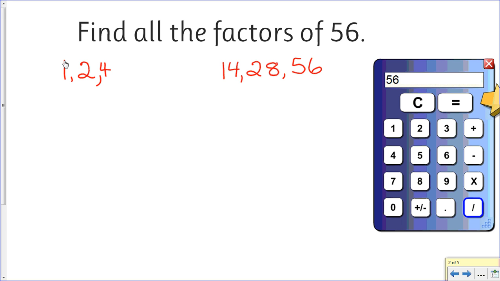56 divided by 7 equals 8. So we know that 7 and 8 are factors. If we were to continue our list, since 7 and 8 are side by side, we know that we're just going to keep repeating. 8 times 7, 14 times 4, 28 times 2, and 56 times 1. So this completes our list of factors for 56.